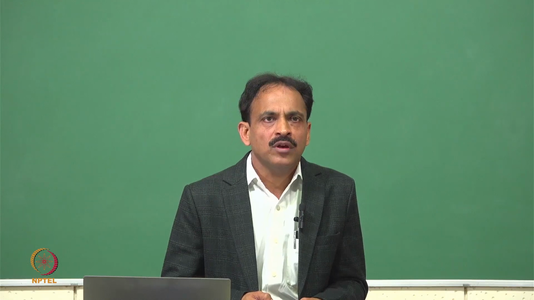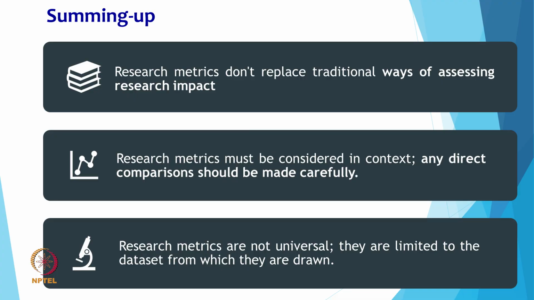So now at the end, I would like to summarize. Research metrics don't replace the traditional ways of assessing research impact, for example, peer review, research funding, practical application, and so on. They simply provide additional data to make impact assessment more accurate and meaningful.